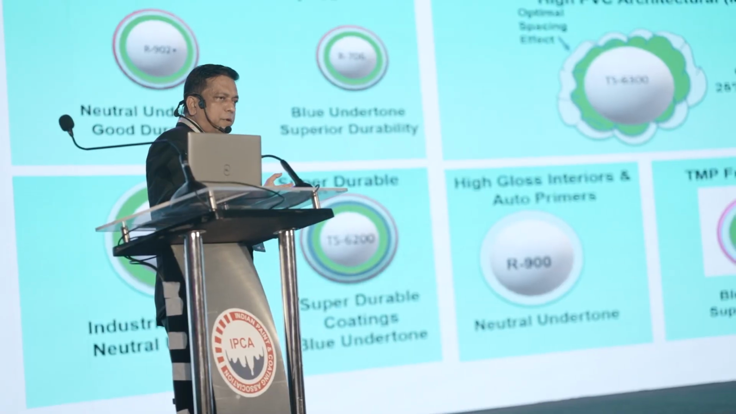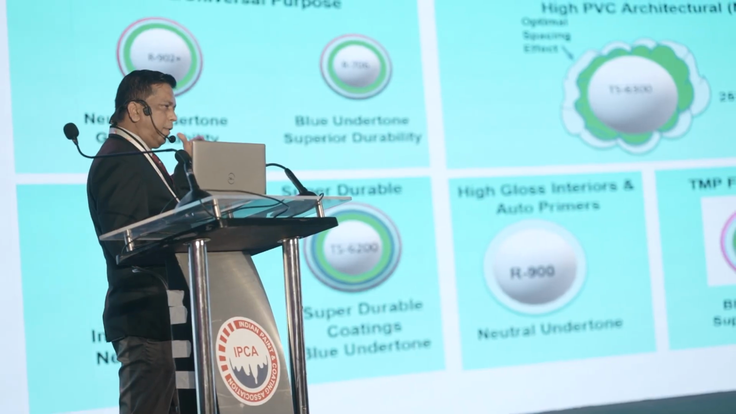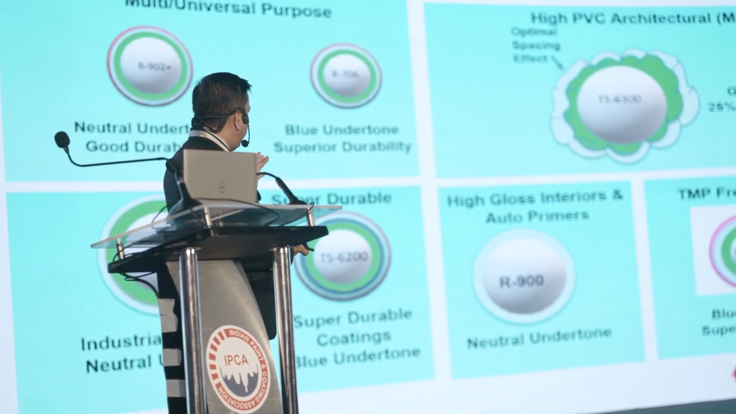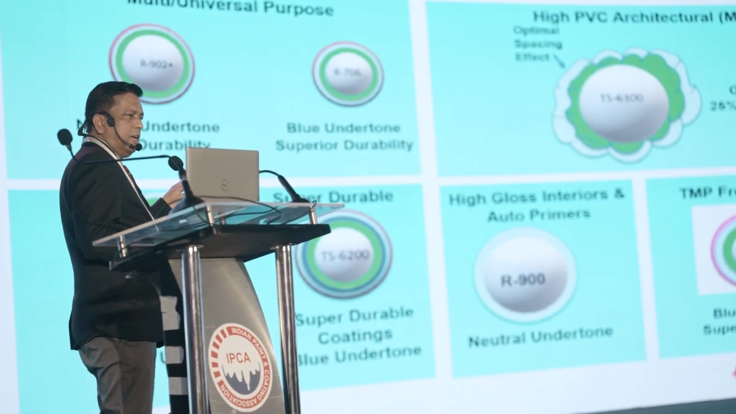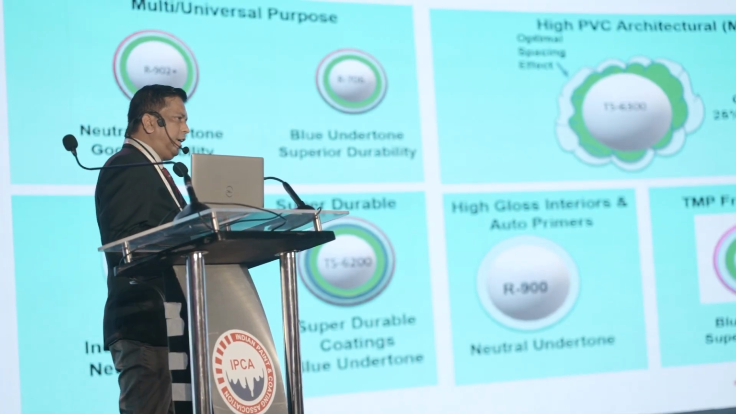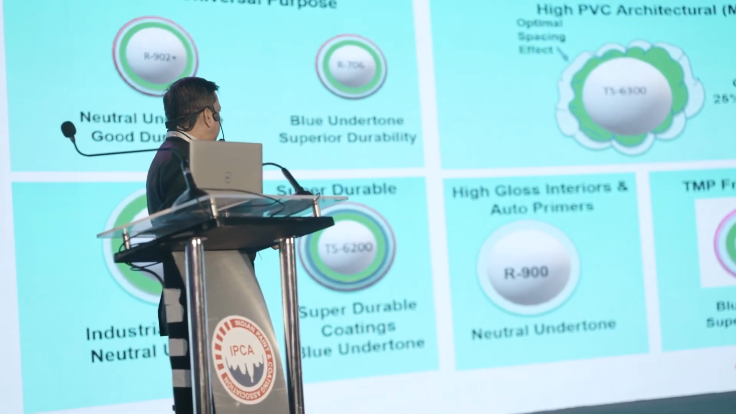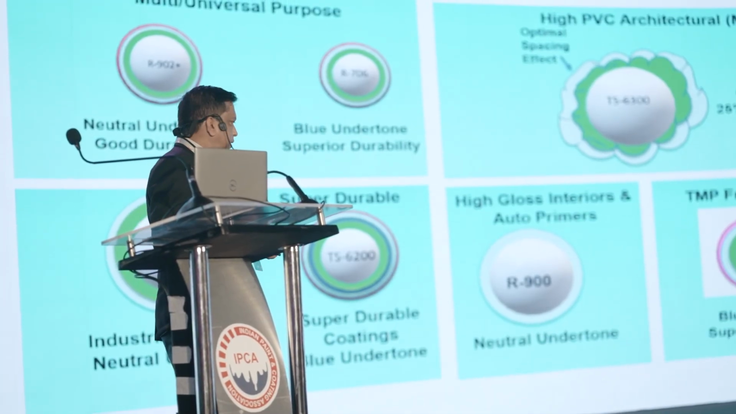Next to that is R900. R900 is the only non-durable grade, meaning it will not be used for exterior because it does not have a protective silica layer. You can see the green color showing in all the pigment structures is nothing but silica, which protects from UV absorption and releasing the photon. That's why R900 is mostly recommended for interior and primers.